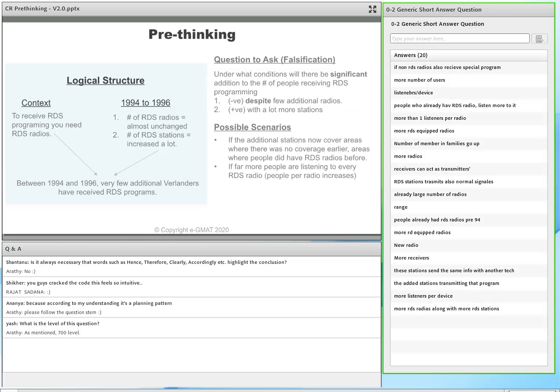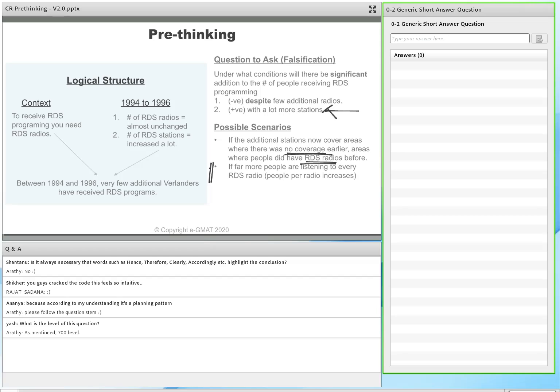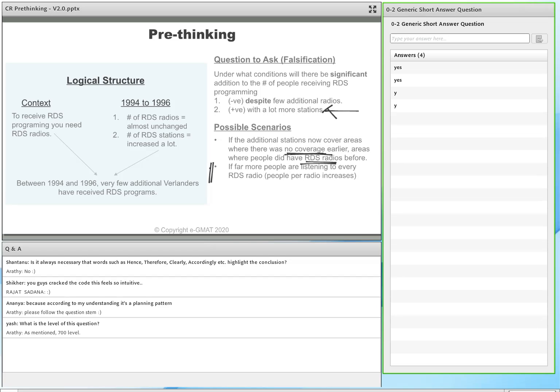So there are two scenarios in which this can happen. One is if these additional stations, remember we have a lot more stations, cover areas where there was no coverage earlier, areas where people had the right radio, but there was no coverage earlier, or as some of you have said, if the number of people per radio goes up through bigger families, or if we start putting these radios in Starbucks. Does everyone agree if either one of these two scenarios happens, my conclusion will break down? My author will be falsified.